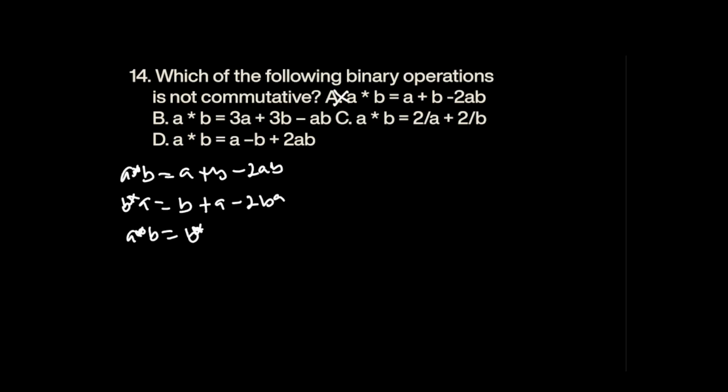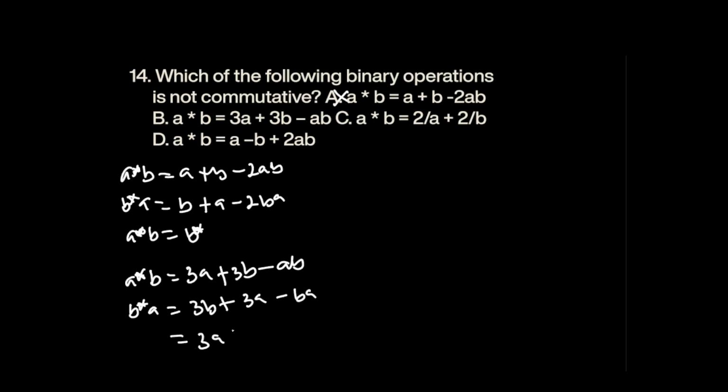All right, let's look at the next option. Next option is option B. Option B is A operation B equal 3A plus 3B minus AB. So this will become B operation A equal 3B plus 3A minus BA. This is also the same thing as saying 3A plus 3B minus AB. Are you getting this now? So for that reason, we have that A operation B is equal to B operation A. So this cannot also be the one that is not correct.